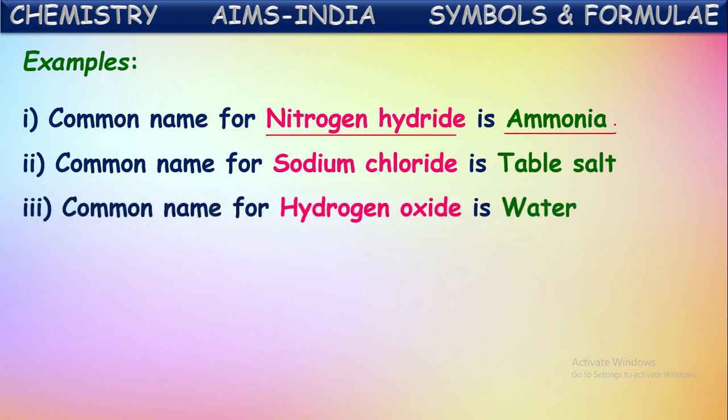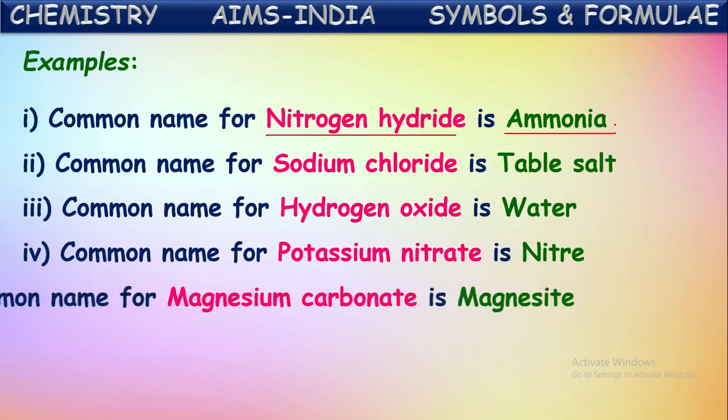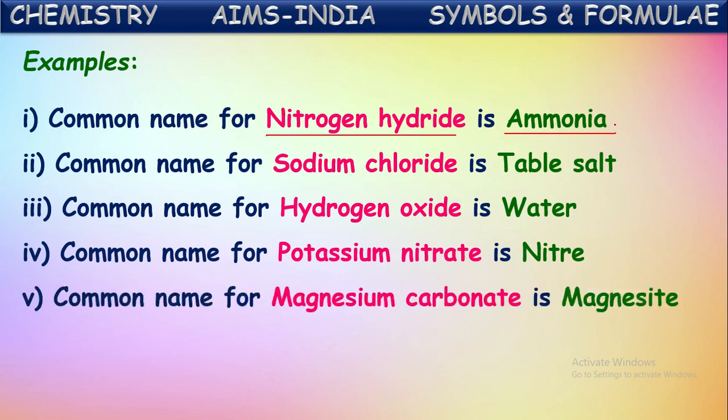One more common name, for hydrogen oxide or dihydrogen oxide, is water. Another common name, for potassium nitride, is niter. And the common name for magnesium carbonate is magnesite. So these common names are more familiar than their systematic names, and hence they are used continuously.